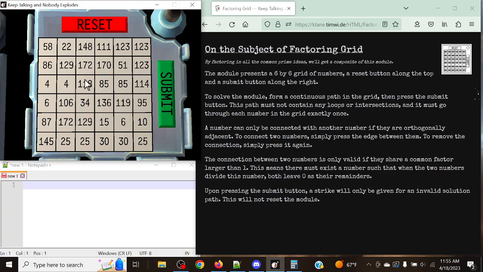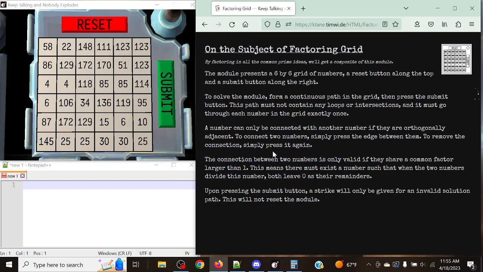We're going to be trying to form a continuous path throughout these numbers on the grid. And there's going to be no loops or intersections in this at all. The path must go through each number in the grid exactly once. That's the way that this is going to work. A number can only be connected with another number if they are orthogonally adjacent, and the connection between the two numbers is only valid if they share a common factor larger than 1.